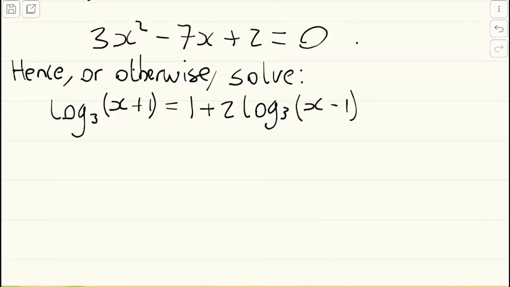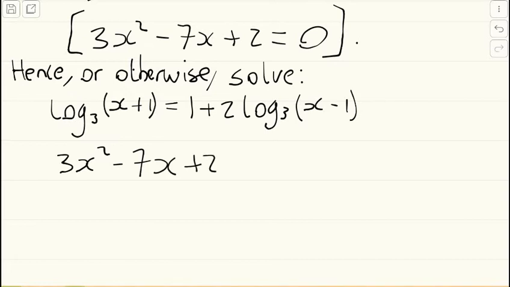Right, so the next part is saying, hence or otherwise, solve log to the base 3 of x plus 1 equals 1 plus 2 log to the base 3 of x minus 1. So if you notice, this is actually the same question. So the first part asked us to show this result here. So what we're going to do now is use that to then solve the equation. So our first line, we can start off by just saying 3x squared minus 7x plus 2 is equal to 0. Again, it's a quadratic. It's already equal to 0 because that's what we had to do in the first part.